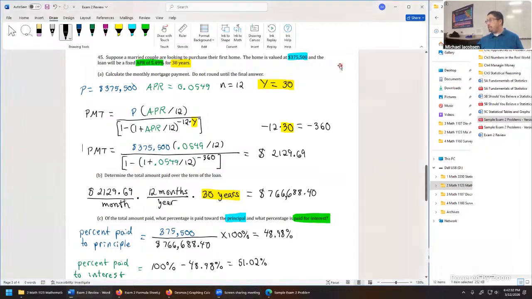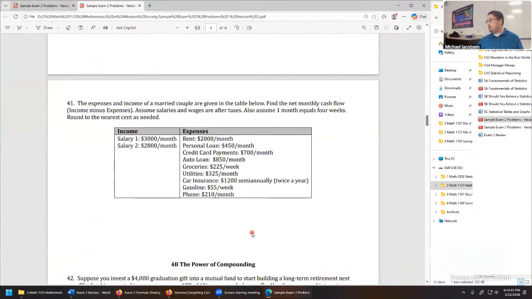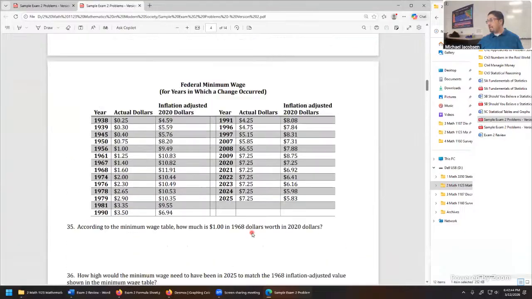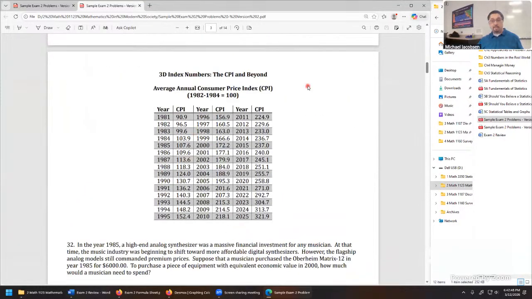Well, there's definitely a lot of different kinds of questions that we still haven't hit on. And one section we haven't taken a look at yet is this kind of stuff. The consumer price index table. These kinds of questions have a way of being really pretty tricky.